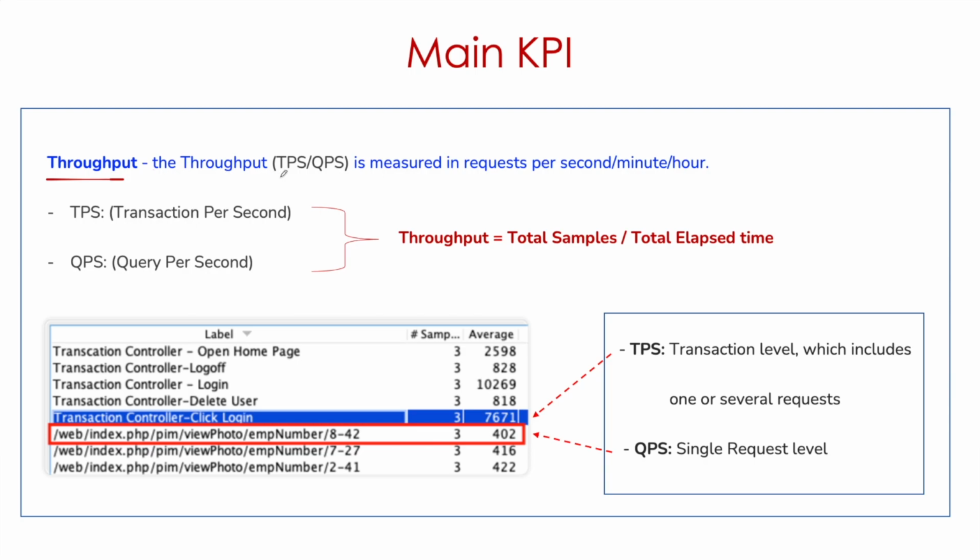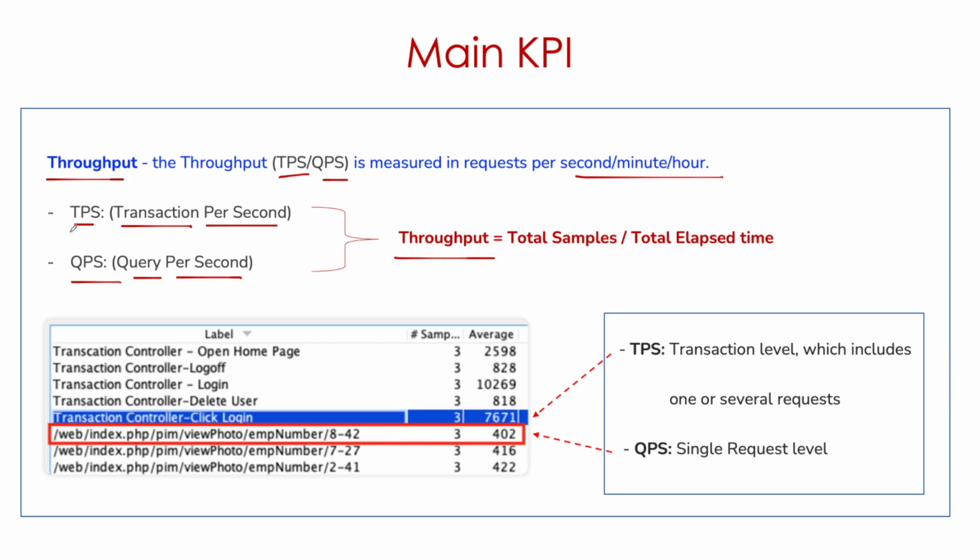And the throughput, yeah, this is another point of view about the throughput. We usually call it the TPS and the QPS. And this throughput is measured in requests per second, minute, or hour. The TPS is transactions per second. QPS is queries per second. So generally the throughput we can calculate like this way. Usually JMeter uses the total samples divided by the total elapsed time. So the way to calculate throughput is very simple.